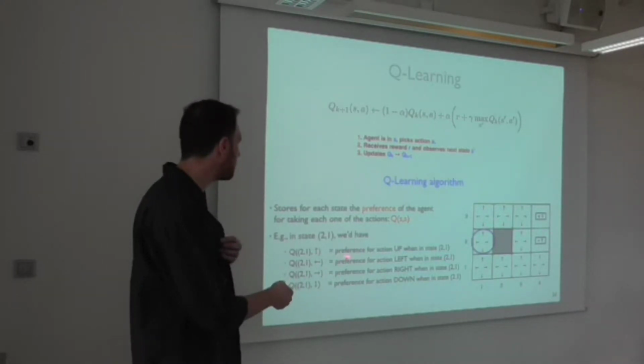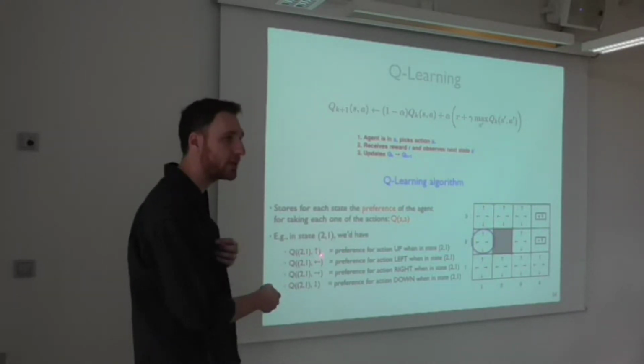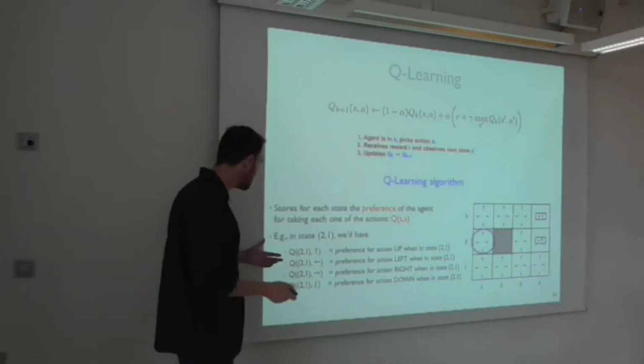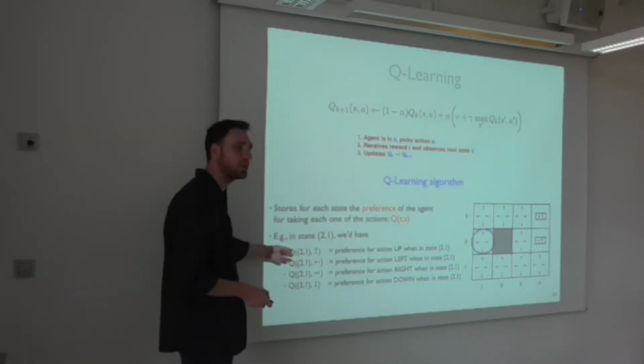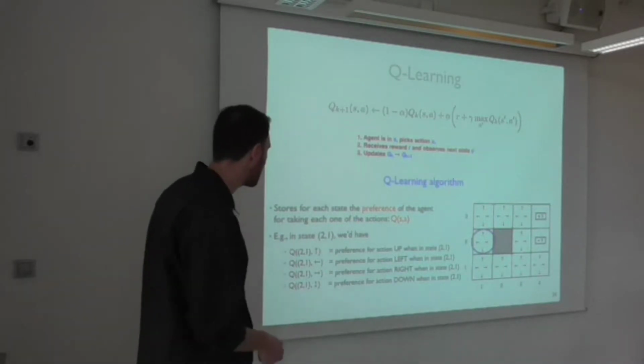And what do I mean by preference? This is actually a number that estimates the total score that the agent can get if it starts here and it goes up. Same thing for all the other actions.